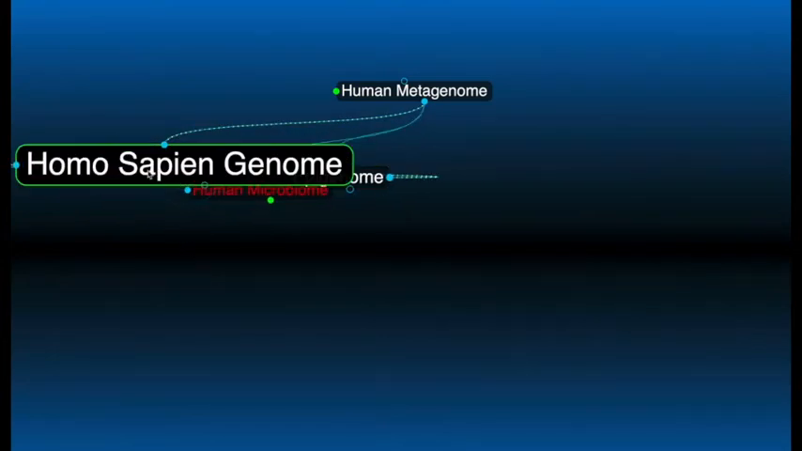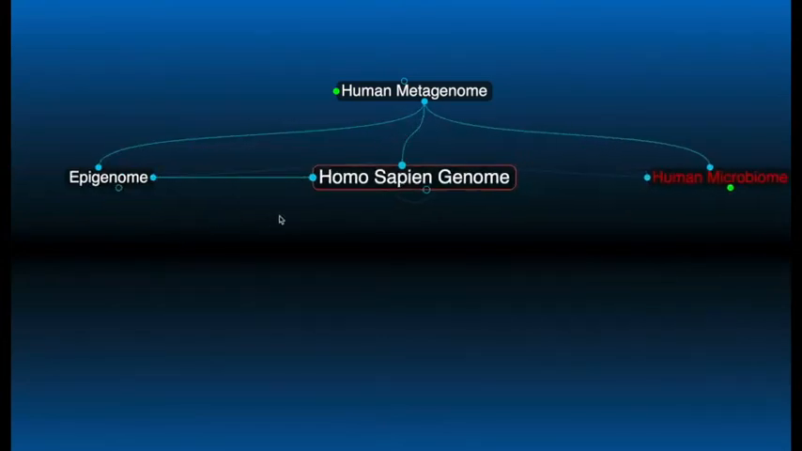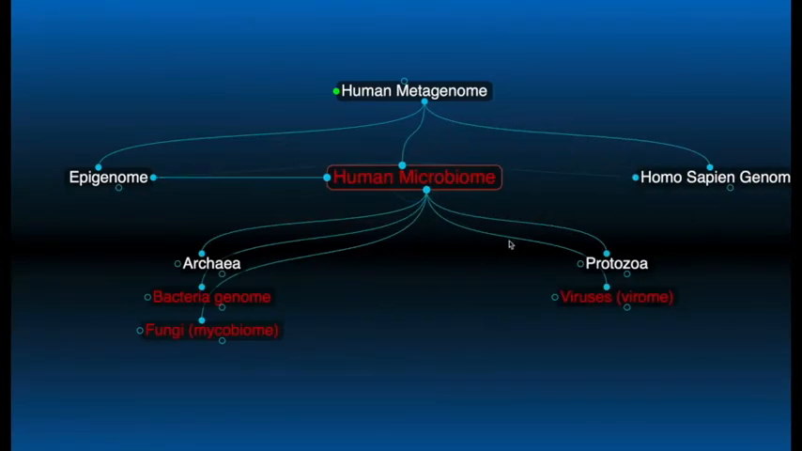The Homo sapiens genome is the classical view of the DNA, comprised of the set of genes or genetic material present in all cells. The human microbiome is defined as a collective of genomes of microbes, such as archaea, bacteria, fungi, protozoa, viruses, and other types of microbiota that live inside and on the human body.